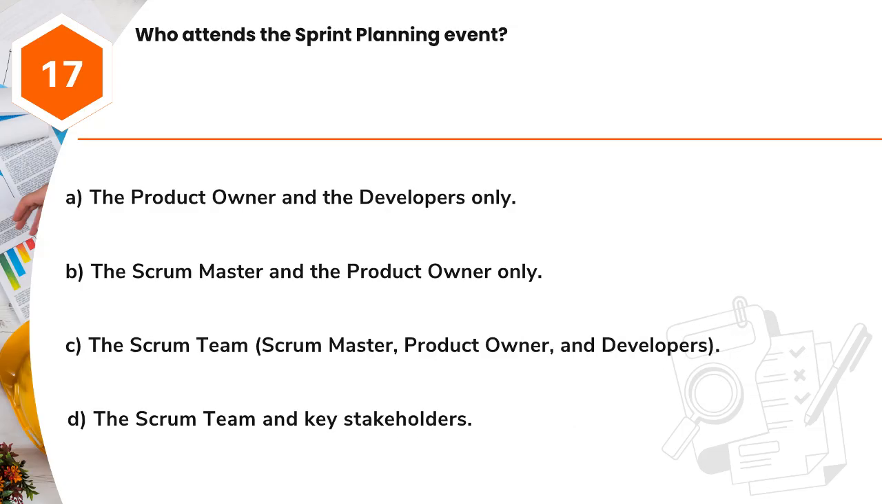Question 17. Who attends the sprint planning event? A. The product owner and the developers only. B. The Scrum Master and the product owner only. C. The Scrum team, Scrum Master, product owner, and developers. D. The Scrum team and key stakeholders.